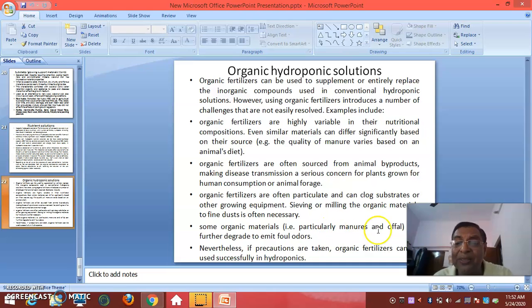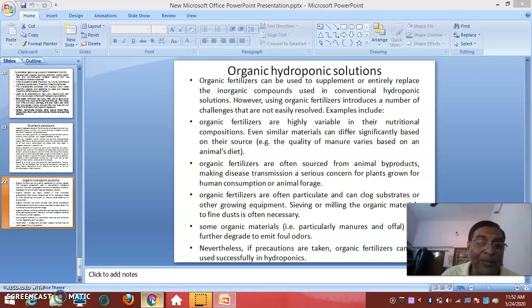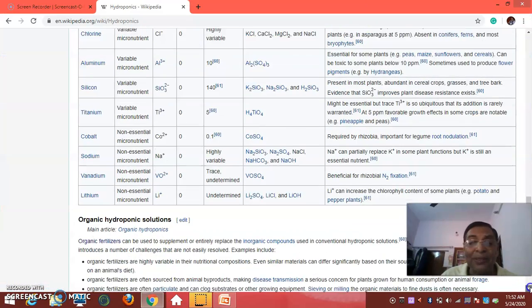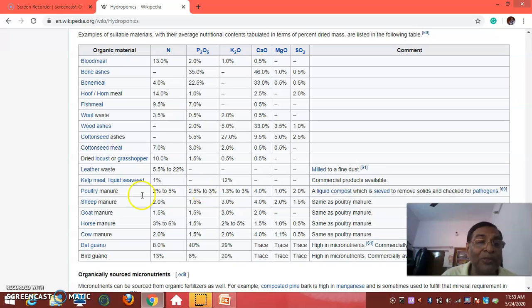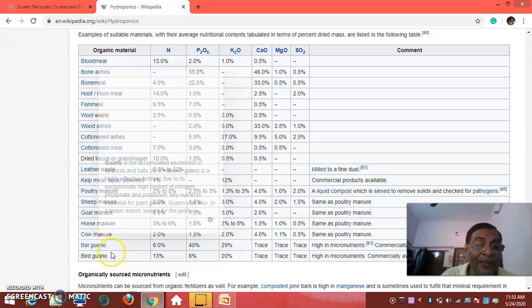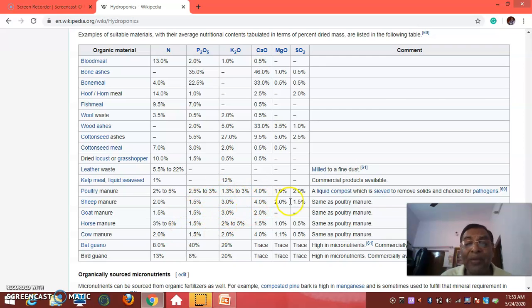Some organic materials can further degrade to emit foul odors. Of course, there are things which emit foul odor. Nevertheless, if precautions are taken, organic fertilizers can be used successfully in hydroponics. You can use it. Similarly, you can have many of these organic sources. You can see all these sources here, starting from blood meal, with their NPK values and other things. Most of these organic materials, particularly the manures of poultry, and then bat and bird guano, have a lot of NPK values as well as micronutrients. But we have to manage this properly. Okay, we'll stop this video here.